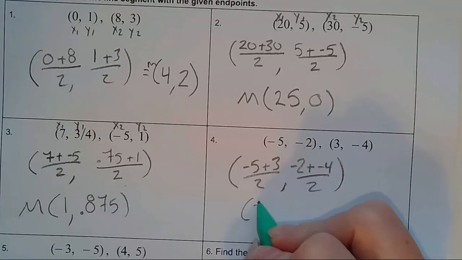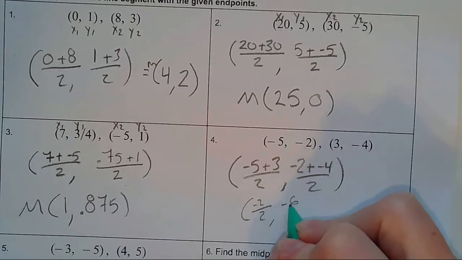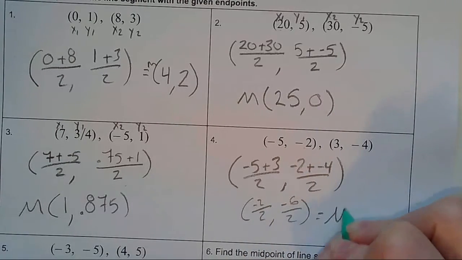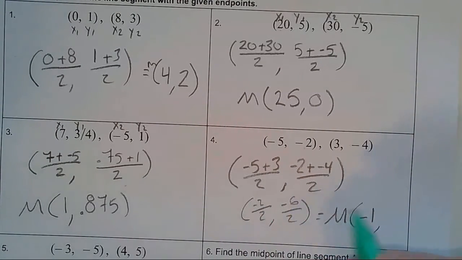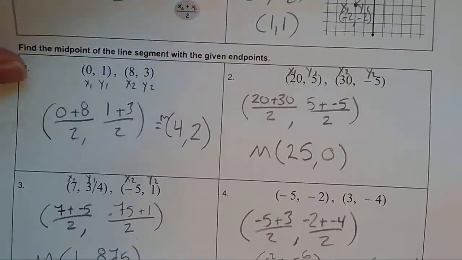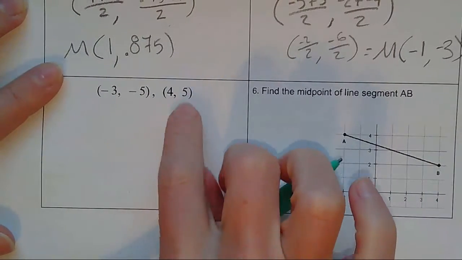And of course, if you need to write that out, definitely go for it. -2 plus -4 is -6. So this makes the midpoint -2 divided by 2 is -1. And -6 divided by 2 is a -3. So pretty easy. If you want to write that out, you can, or not. It's also fine.